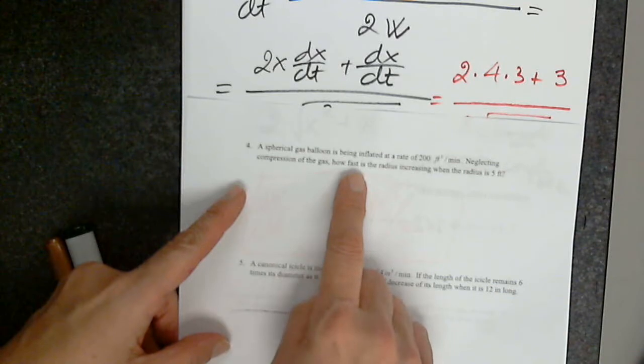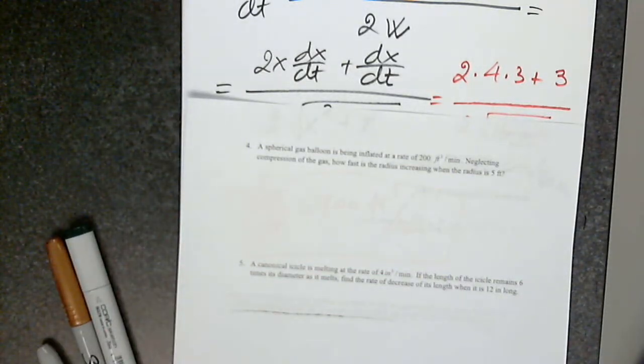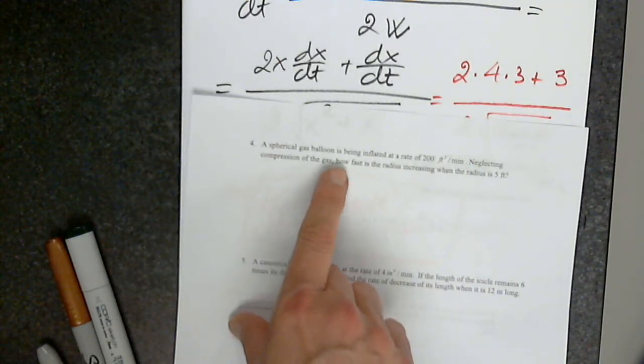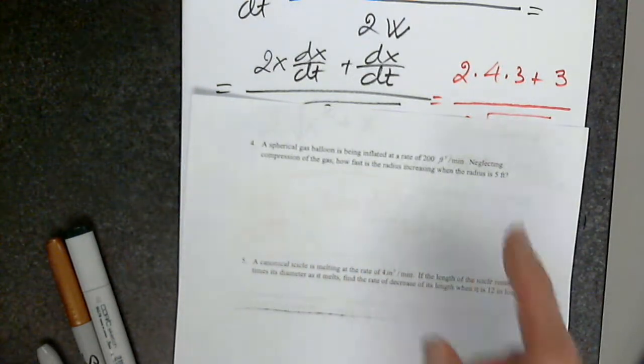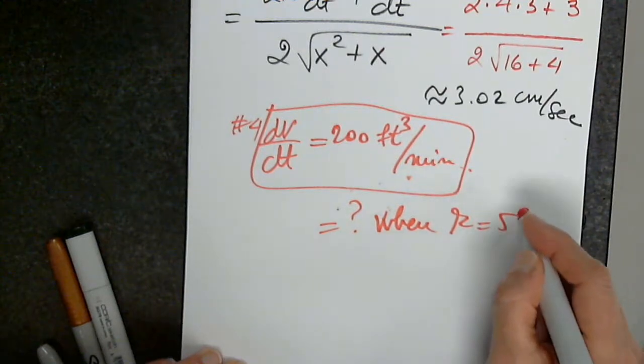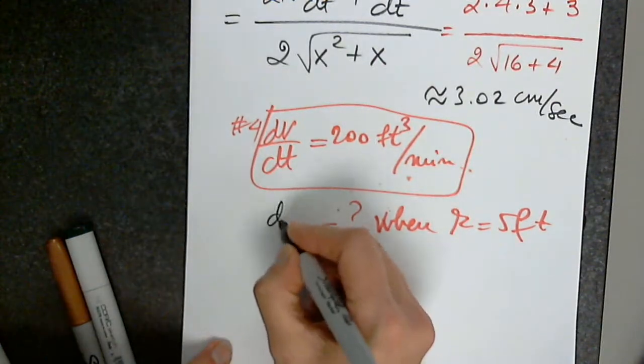Neglecting compression of the gas. How fast is the radius increasing when the radius is 5? Which is the number that I cannot use till the very, very end? 5. Exactly. I cannot make use of that. That has to wait. Okay, so I know that the rate of change of volume with respect to time is this. And I'm asked, how fast is the radius increasing when the radius is 5? What am I asked to find? When the radius is 5 feet. What am I asked to find? Excellent. Thank you, Yan. Perfect.